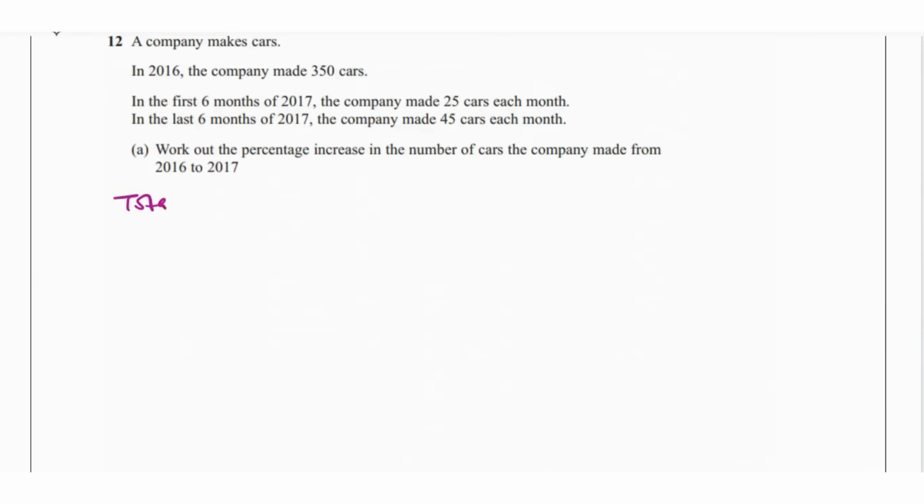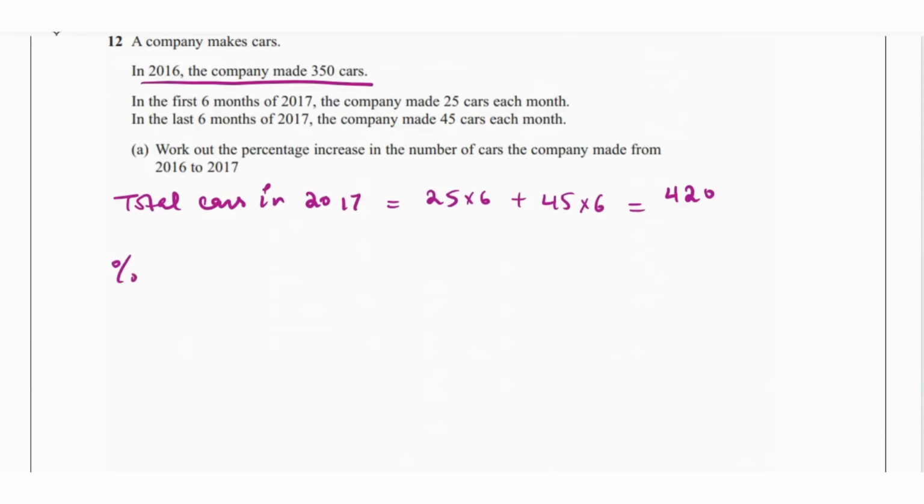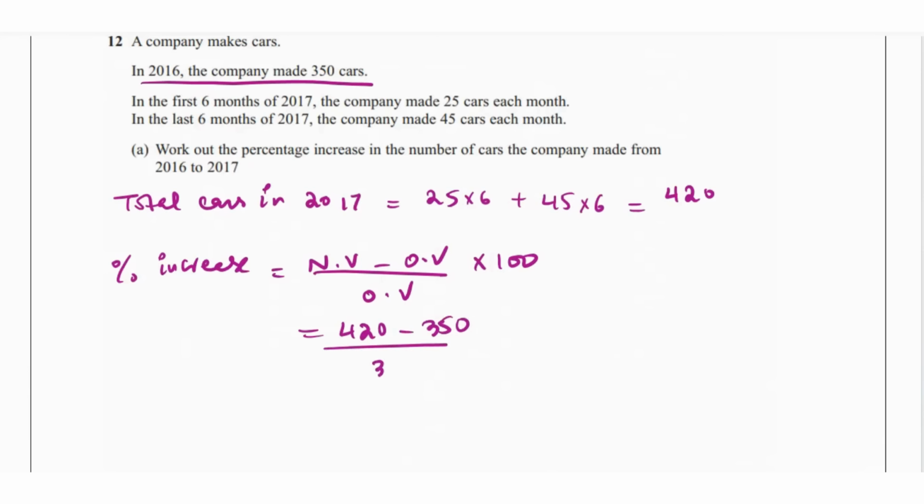So total cars in 2017 are going to be 25 times 6 plus 45 times 6. That gives us 420. Total cars in 2016 is 350. So percentage increase is new value minus old value divided by old value times 100. New value is 420, old value is 350. Divide by 350 times 100. That's going to give us 20%.